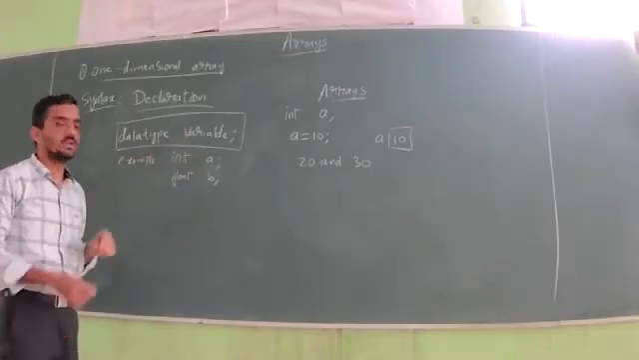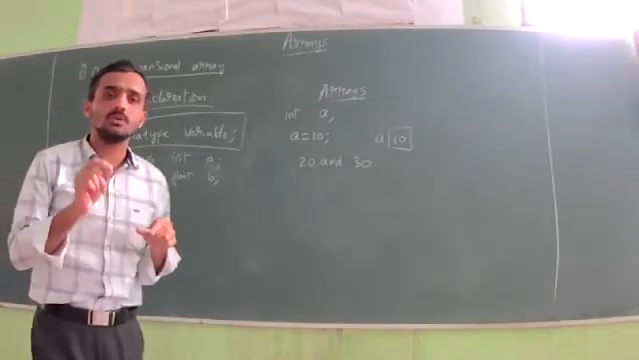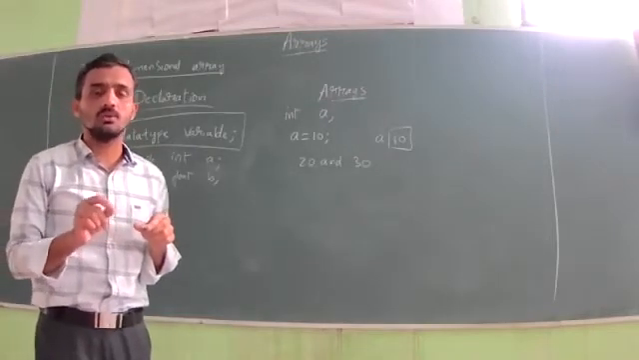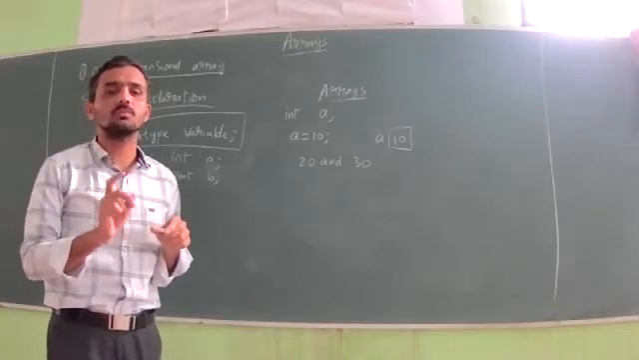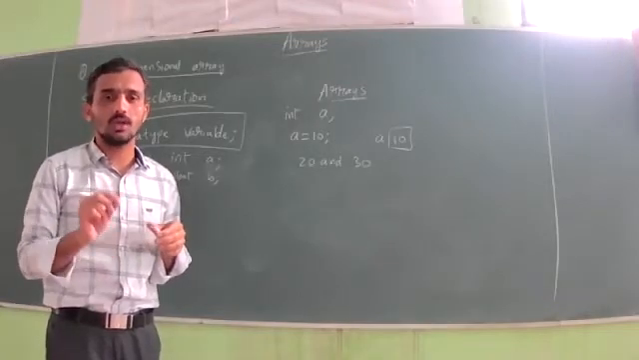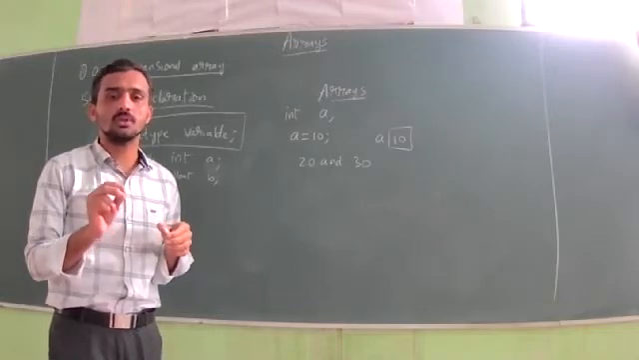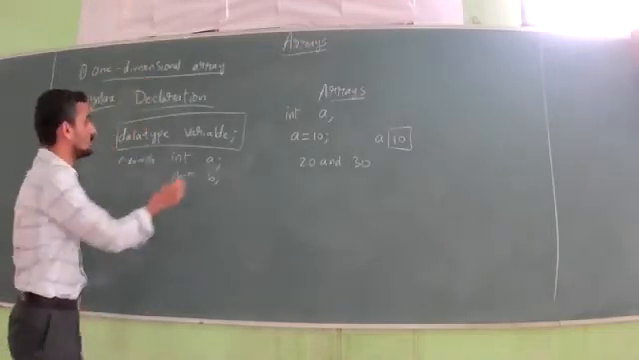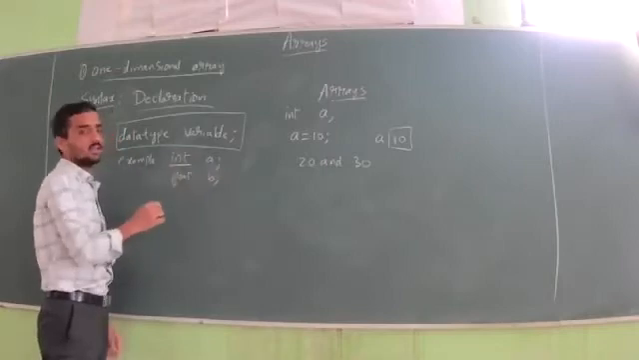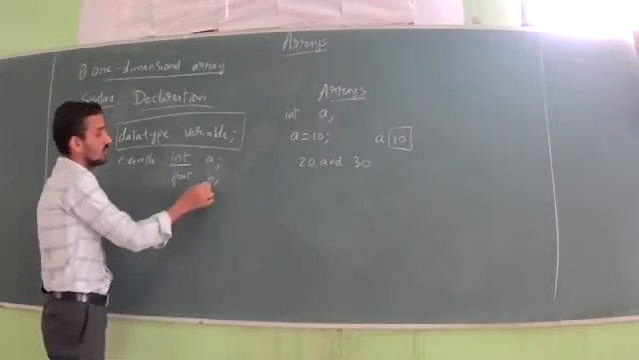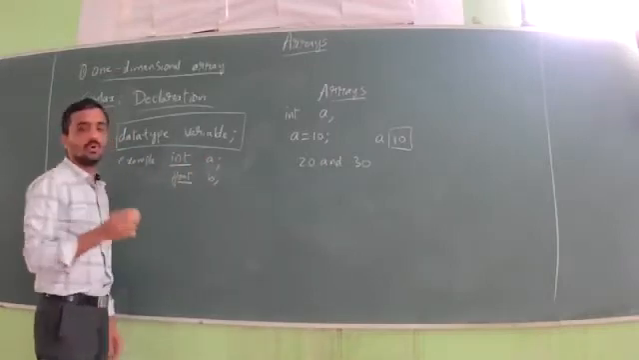The purpose of declaring a variable is to know the type of the value we are storing, and to know how much memory is required to store that particular value. So for variable A, the type is integer, 2 bytes of memory. For variable B, the type is float, 4 bytes of memory.